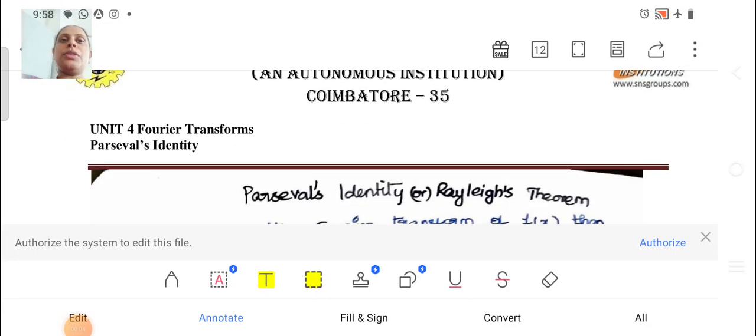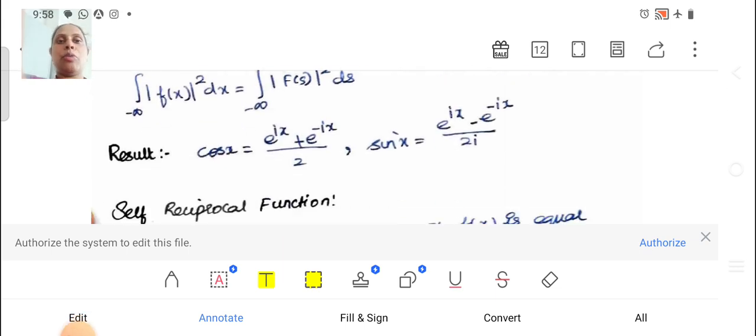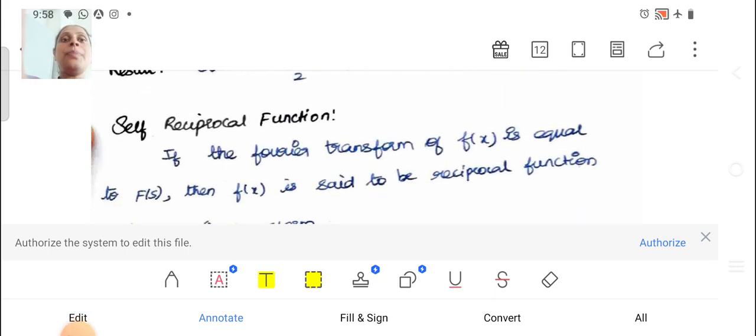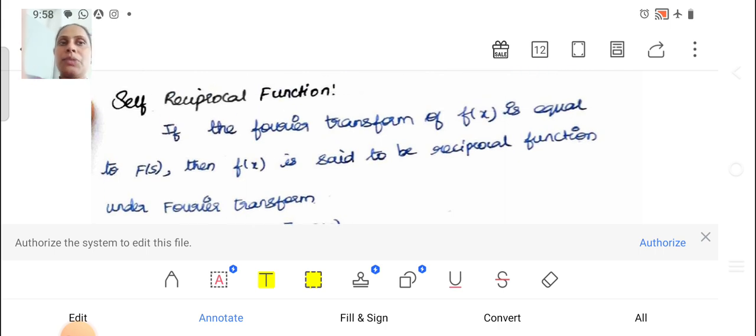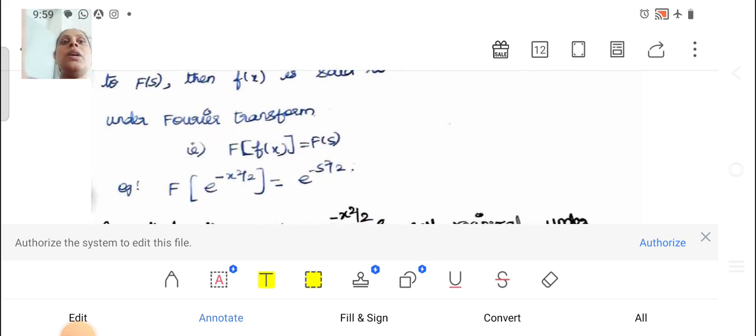Today we are going to discuss the self-reciprocal for the Fourier transform. In the self-reciprocal, if the Fourier transform of f(x) is equal to capital F(s), then f(x) is said to be a reciprocal function under the Fourier transform. That is, capital F of small f(x) is equal to capital F(s).